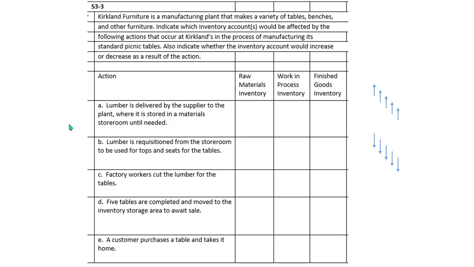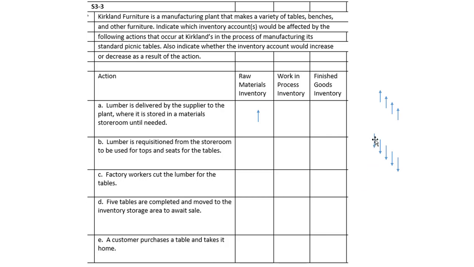So here is a good exercise. Kirkland Furniture is a manufacturing plant that makes a variety of tables, benches, and other furniture. Which inventory account would be affected by these actions, and is it going up or down? Raw material: let's say lumber is delivered by the supplier to the plant where it's stored in the storeroom. So raw material inventory would be increasing. Lumber is requisitioned from the storeroom to be used for tops and seats to the tables.